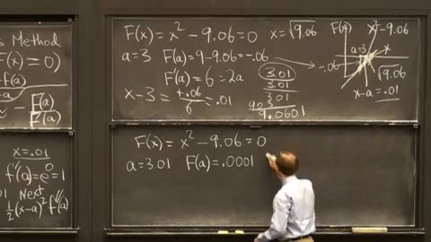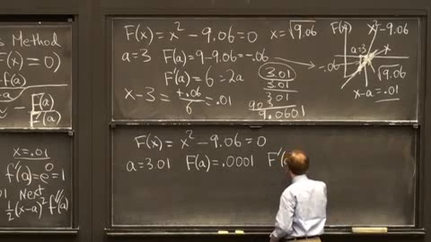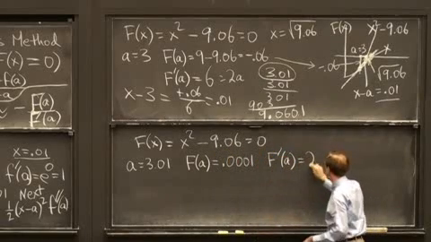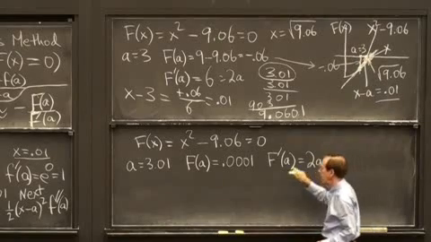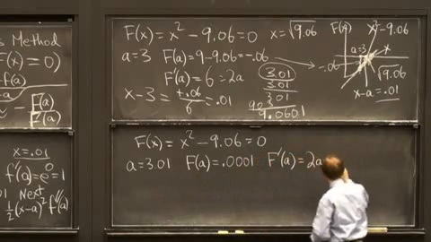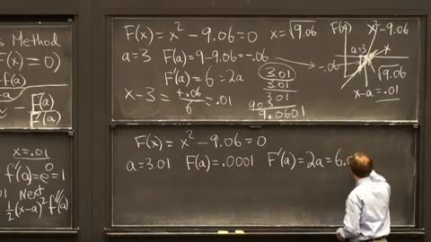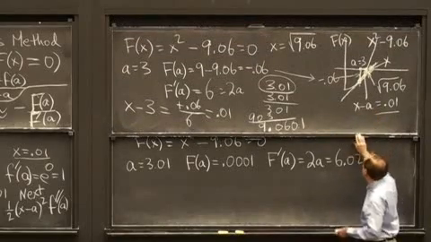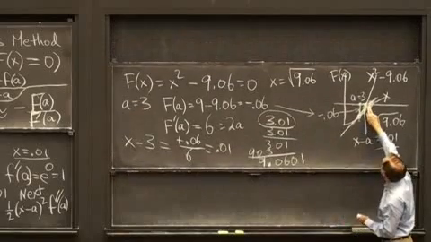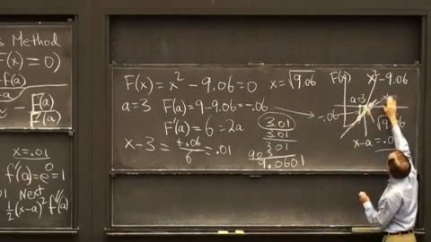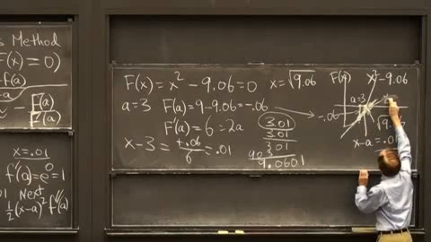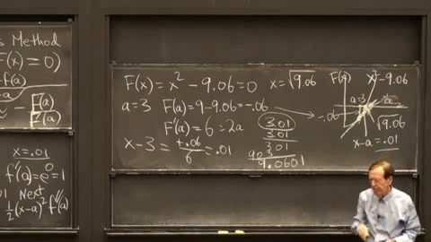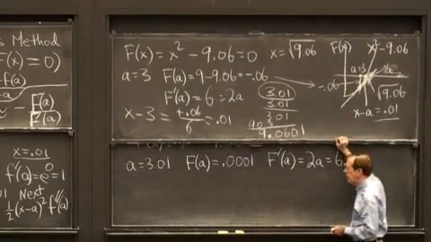Okay, and what's f prime of a? Take the derivative, 2x. At the point a, it's 2a. And a is now 3.01. So the slope is 6.02. You see what I'm doing. I'm just moving over to this point, which has now become the a in the second try, the a in the second cycle of Newton's method. This is how Newton's method really is used.